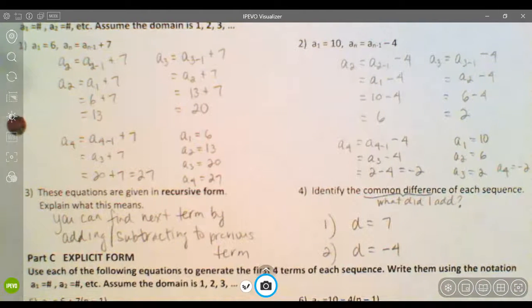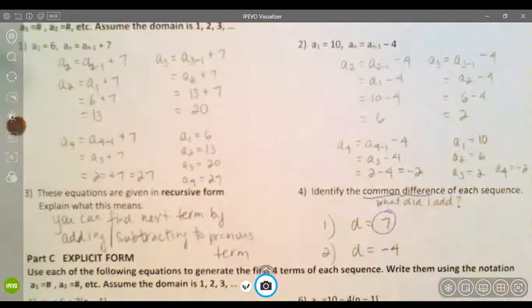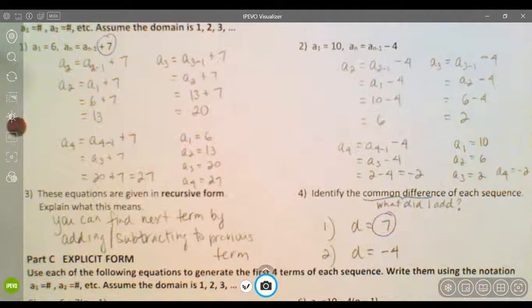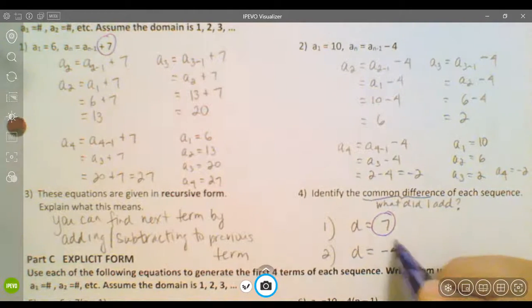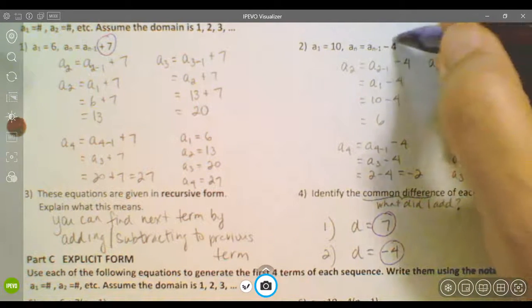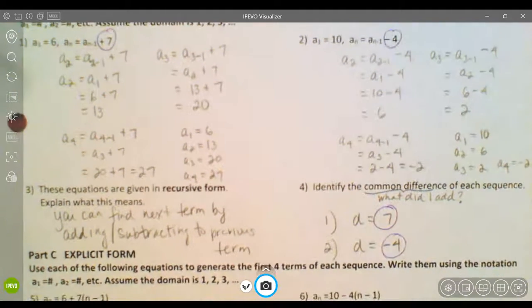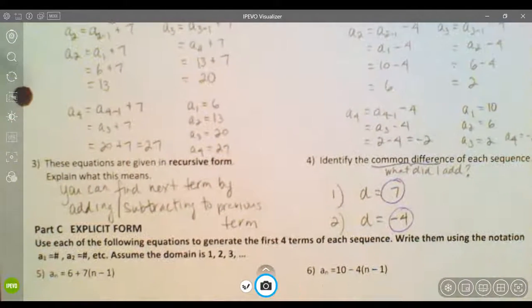And here's the connection I want you to make here. You see how the common difference is 7? Look where it shows up in the equation. And this common difference is negative 4. It shows up here in the equation. All right, so keep that in mind, or in the formula, I should say.